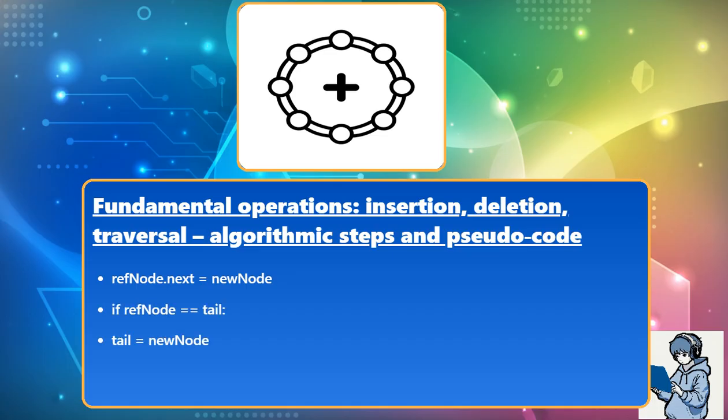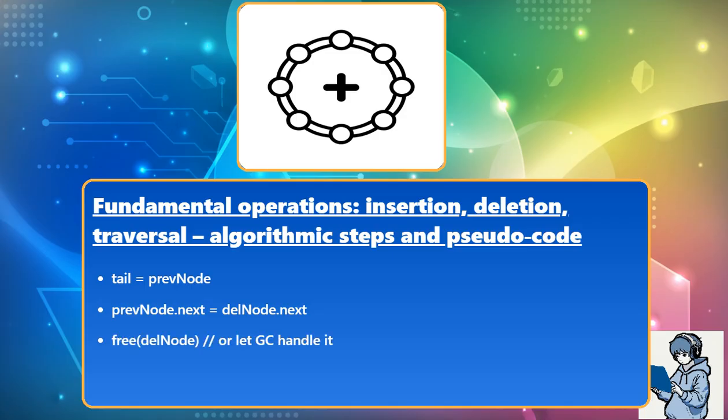tail equals new_node. Delete(node head, tail, previous_node). If head equals null, return. del_node equals previous_node.next. If del_node equals head: head equals head.next. If del_node equals tail: tail equals previous_node. previous_node.next equals del_node.next. Free del_node or let GC handle it.